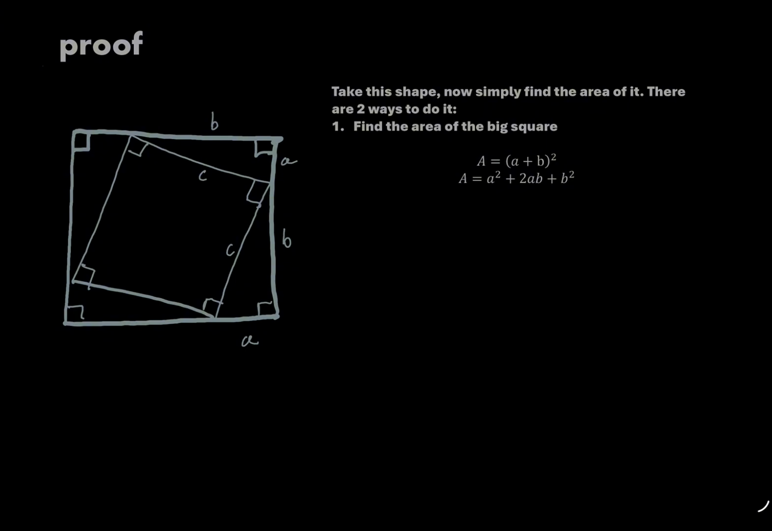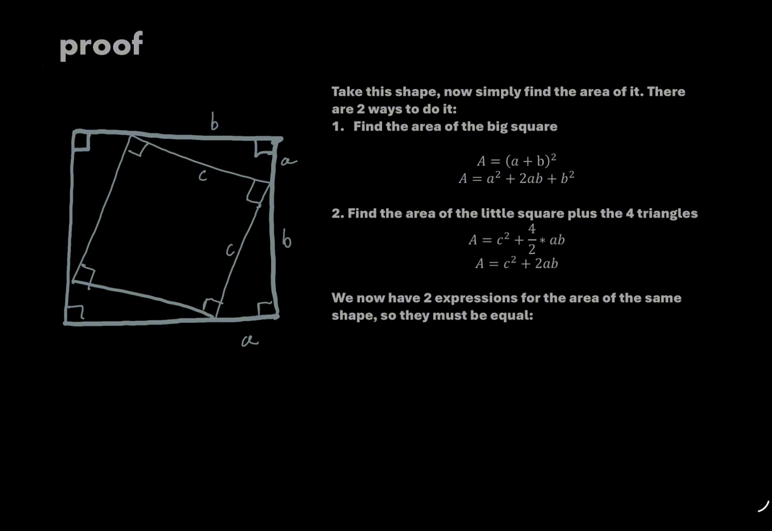Then that simplifies to a squared plus 2ab plus b squared. And then we're going to find the area of the little square, and add on the areas of the 4 triangles. Because if you add them together, that is clearly still the area of the whole square. And you get c squared, which is the little square, and then 4 over 2 ab, so 4 lots of half base times height, 4 lots of the triangle. Simplify that a little bit: 4 over 2 is just 2. Cool.